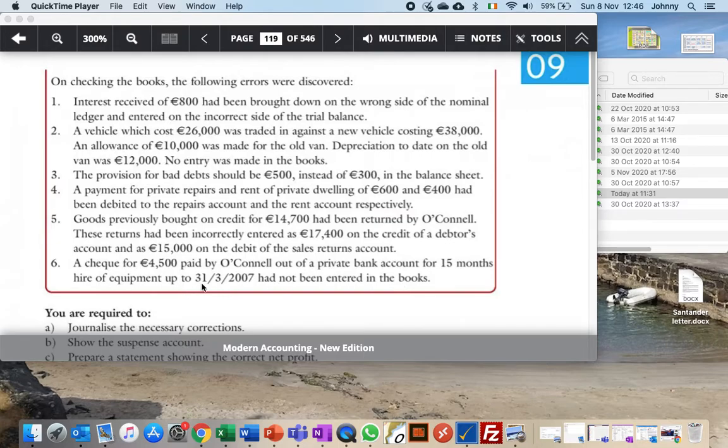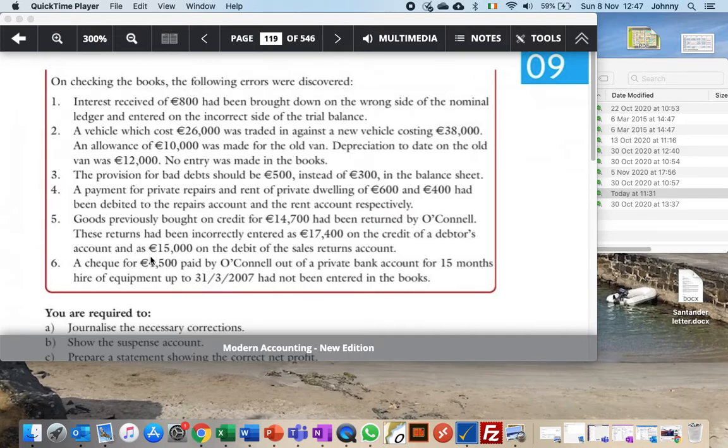Now it's up to 31st of 3rd, 2007, and we're doing this for 2006. So that means there must be a prepaid for hire of equipment. So we're going to have the expense, hire of equipment, which is going to be a debit because expense is debit. And we also have a prepayment, so we are owed extra money back from whoever we're hiring the equipment from because we've paid so much in advance for next year, so that's prepaid, which will be a current asset.